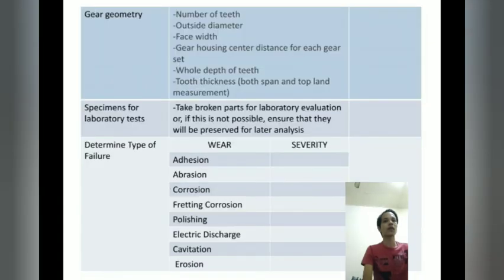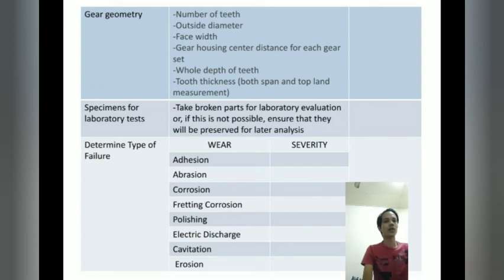The fourth one, we must obtain information about gear geometry. For example, as you can see, number of teeth, outside diameter, face width, gear housing center distance from each gear, whole depth, and tooth thickness.